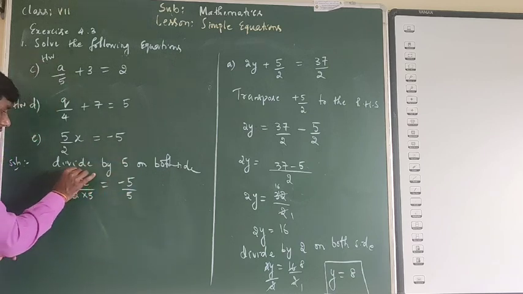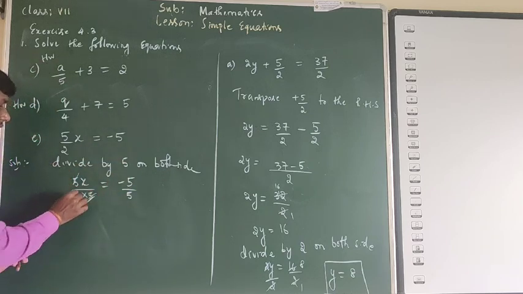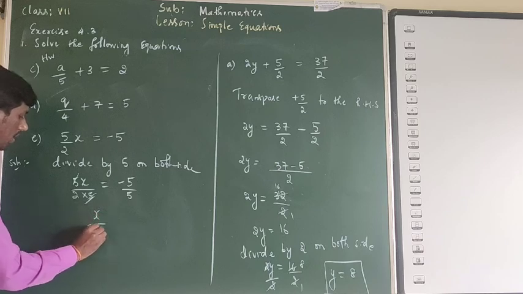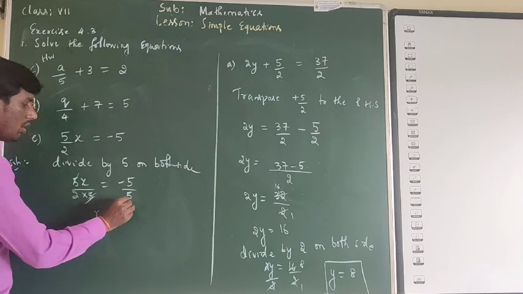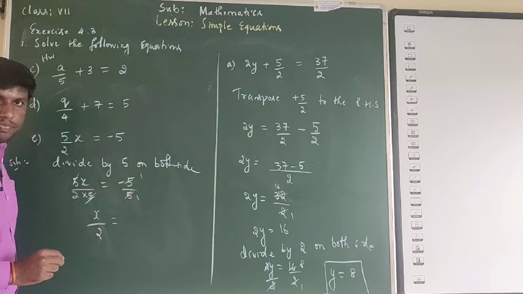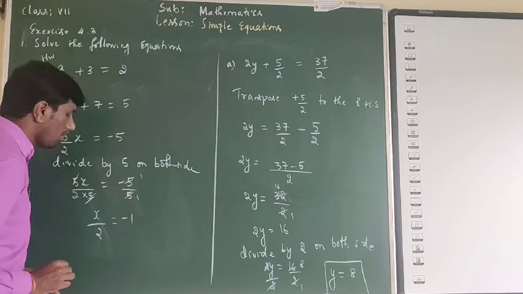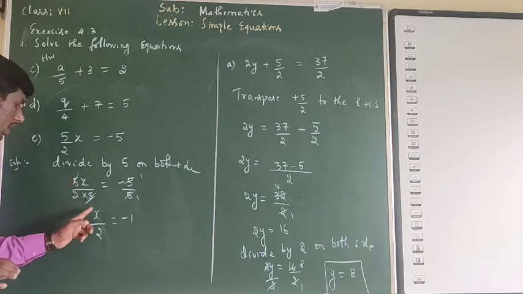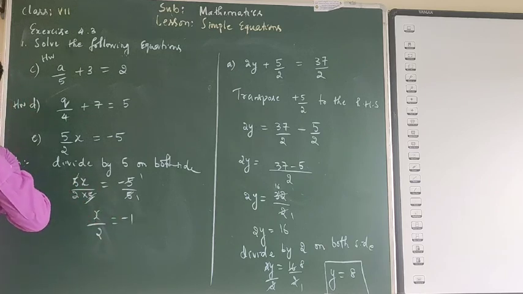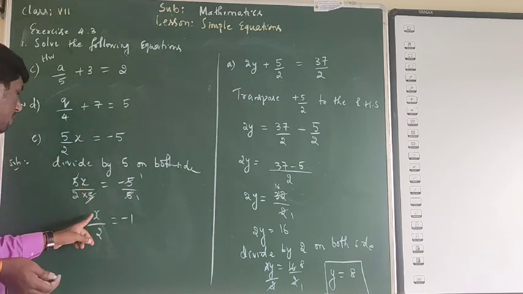I will remove the 5. Clear? In the LHS, 5 will get cancelled. So what is remaining? x in the numerator, 2 in the denominator. Here, 5 ones are 5, 5 ones are 5. Clear? So 5 divided by 5 will become 1 only, minus 1. What is remaining? x by 2 is equal to minus 1.